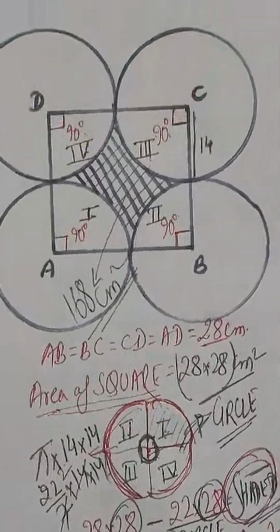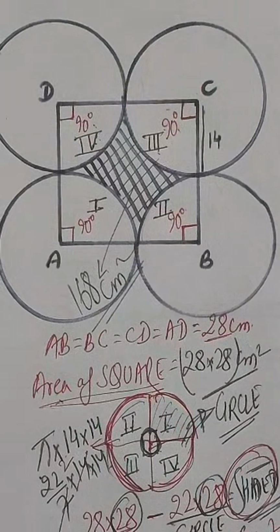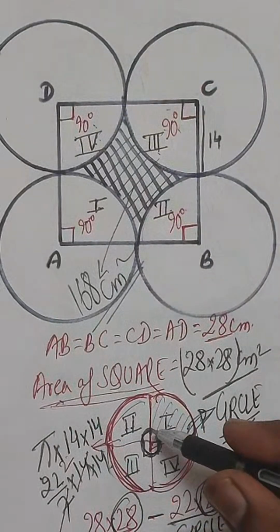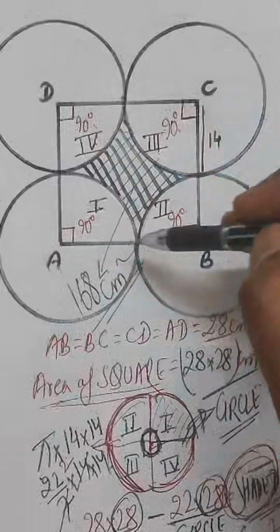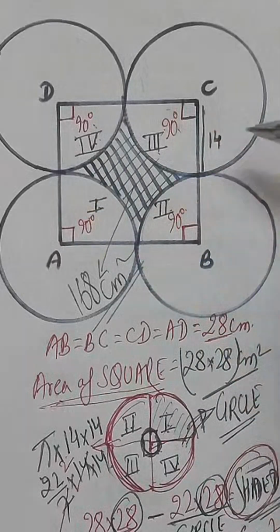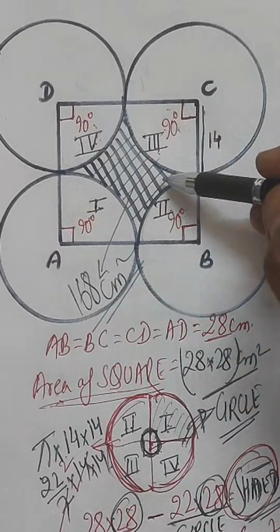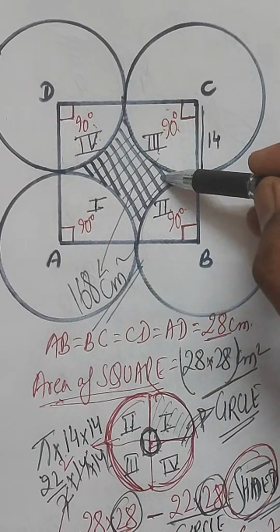So I hope you understand the concept lying behind, students, and how these four quadrants will be forming a circle, and why this circle area is subtracted from the area of the square, absolutely, to find the area of this shaded region, right?